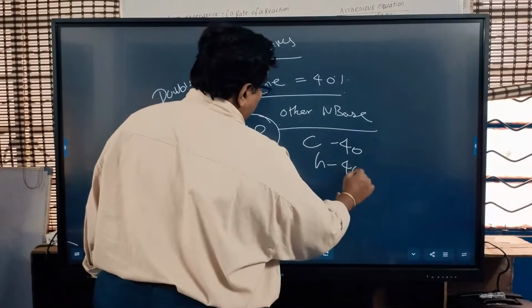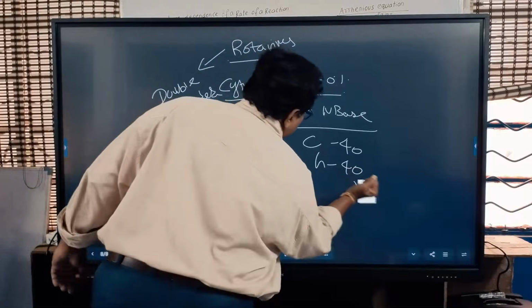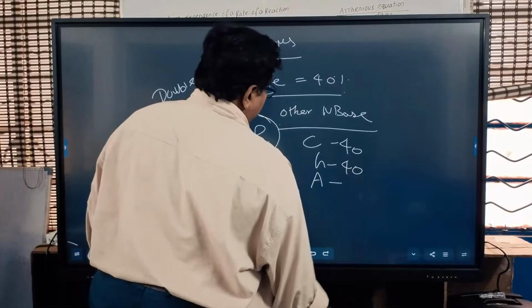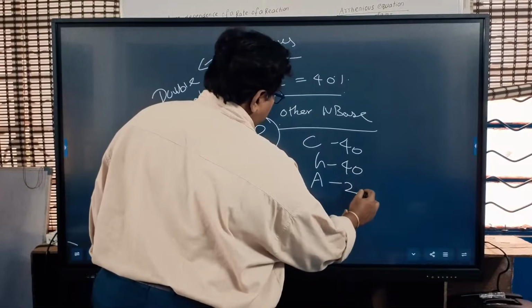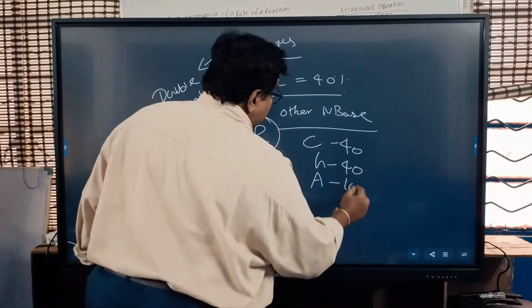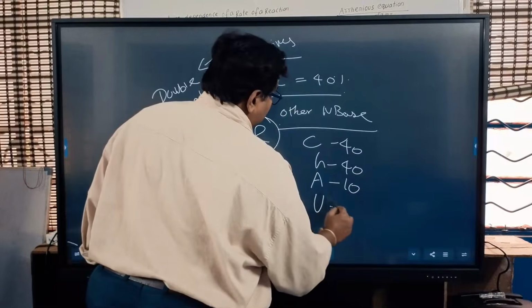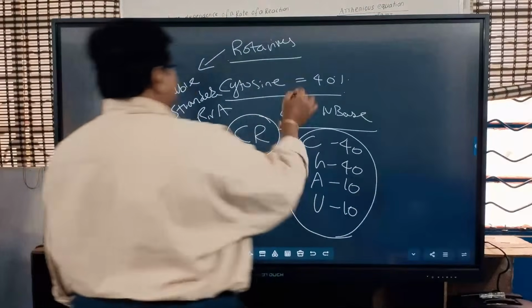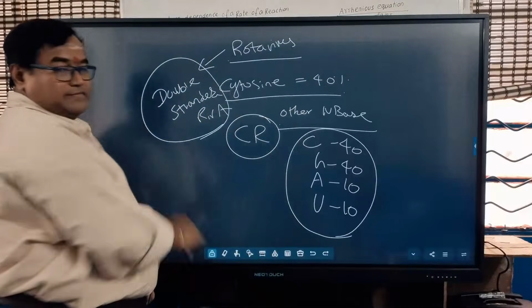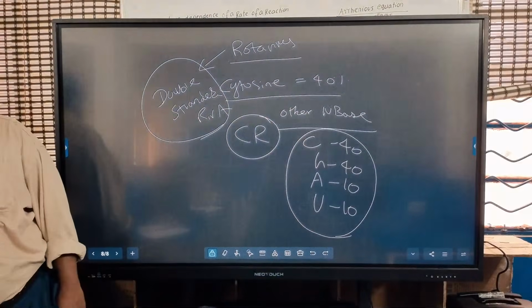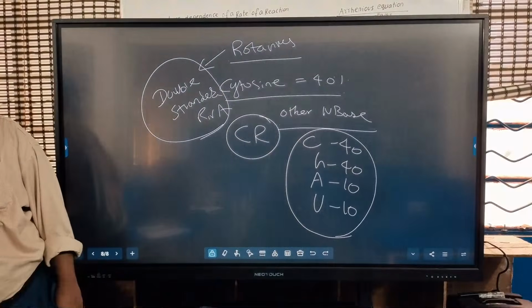Guanine 40, what she told is correct. Adenine 10%, she told correct. And no thymine, it is only 10% uracil. Why? Because rotavirus has double-stranded RNA. Is it important or not? This is the way they will cheat you.